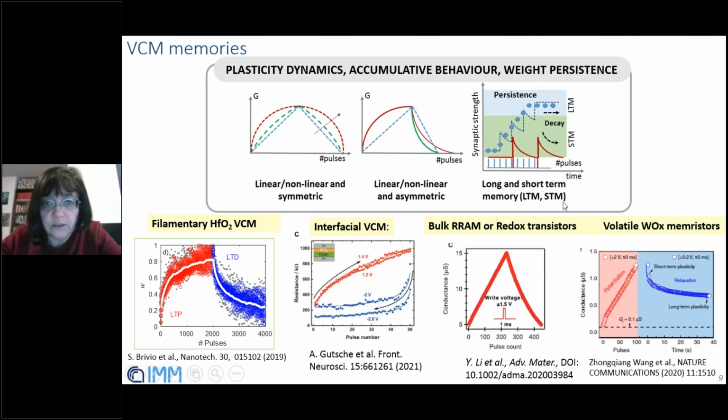Usually, it's quite easy to achieve long-term memory using valence change memory. It's not so easy to achieve short-term memory, but it has been proposed, for instance, in interfacial devices, this volatile tungsten-based memory, and other material systems are under study. And of course, you can also use ECM-type memory to achieve this short-time effect. Just to mention that all these dynamic properties of the device are really beneficial for implementing neuromorphic computing schemes.